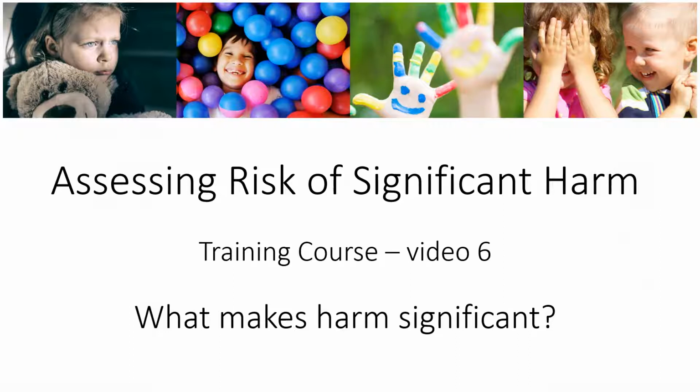Welcome. This is video 6 of the Assessing Risk of Significant Harm training course for child protection practitioners. Videos 5, 6 and 7 explore the legal concept of significant harm. They present the three components of harm, significance and likelihood, and how these are incorporated into Risk 2 and other tools. Video 6 looks at what makes harm significant.